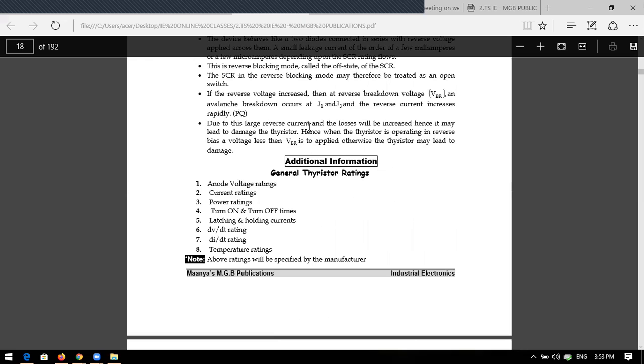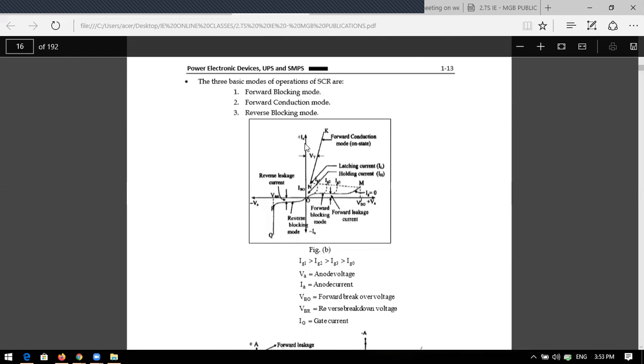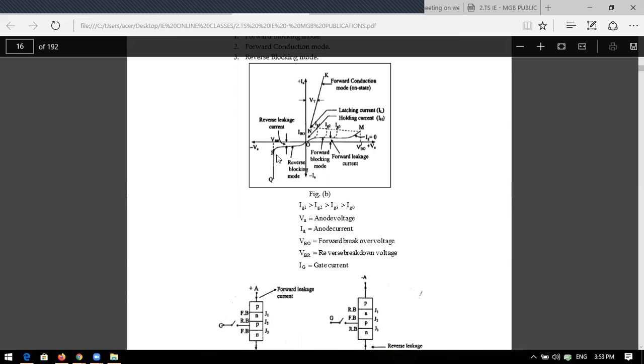So what is that you should not exceed this VBO. You should not exceed this VBO because if you exceed this value, what will happen? More and more electron-hole pairs will generate and it will destroy the device, the thyristor or SCR. So in most cases, you should not use this region. The SCR should not operate in this region.